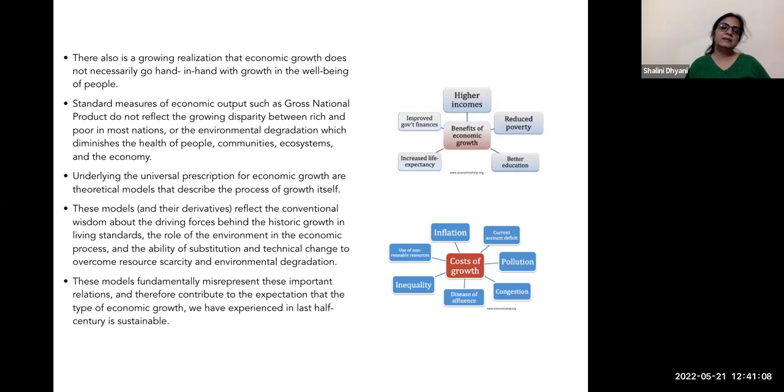And then underlying this universal prescription of economic growth are theoretical models that describe the process of growth itself. Inherent, and one of the very intrinsic approaches to understanding economic growth, is that it comes at the cost of ecological exploitation or degradation. And these economic models also reflect the conventional wisdom about what drives the historical growth of living standards, which is basically the environment. Environment and natural resources are what are actually driving this entire process. And these models have not appropriately captured this. Initially, they had not captured it very much. It is only very recently that we have started talking about the role of the environment in economic growth.